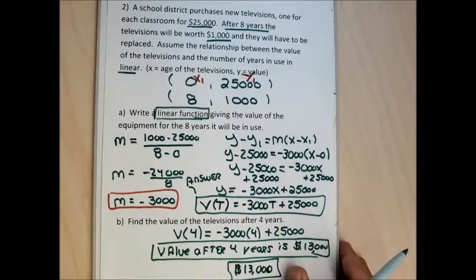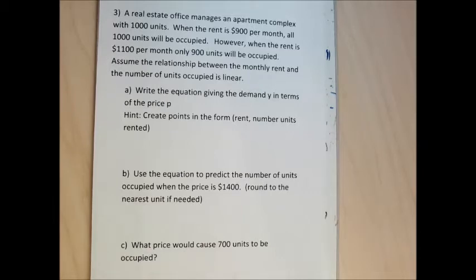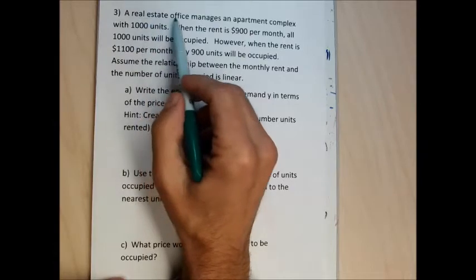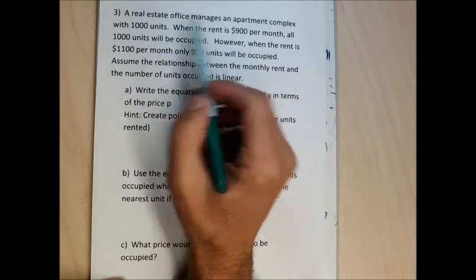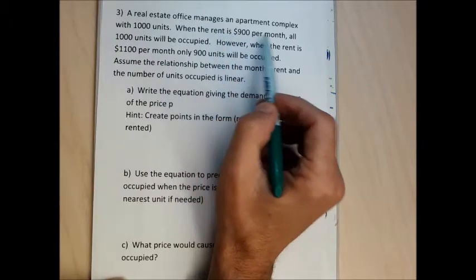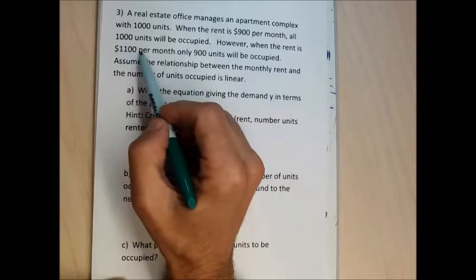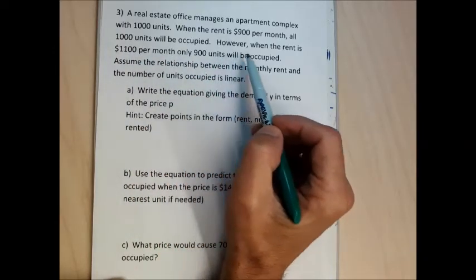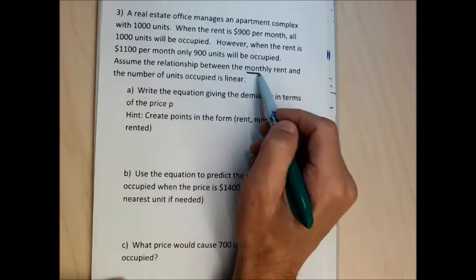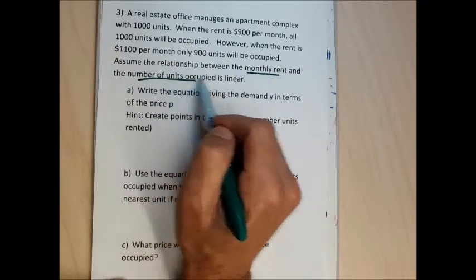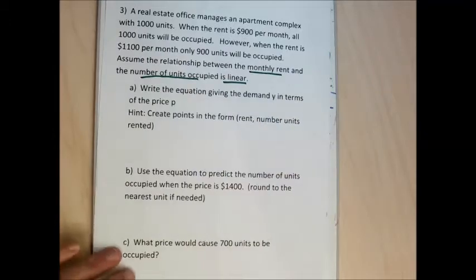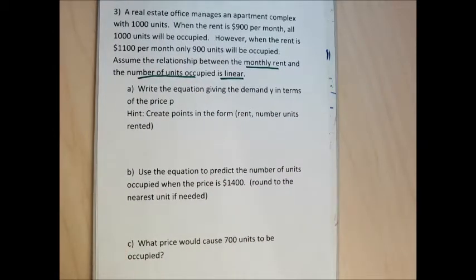Done with number 2, now we'll move on to number 3, which is a real similar question. It gives me some information and it wants me to find an equation of a line that models the information. So if I read through this, a real estate office manages an apartment complex with 1,000 units. When the rent is $900 per month, all 1,000 units will be occupied. However, when the rent's up to $1,100 a month, only 900 units will be occupied. Assume the relationship between monthly rent and the number of units occupied is linear. Again, that's that same sort of linear assumption that we had in question 2.